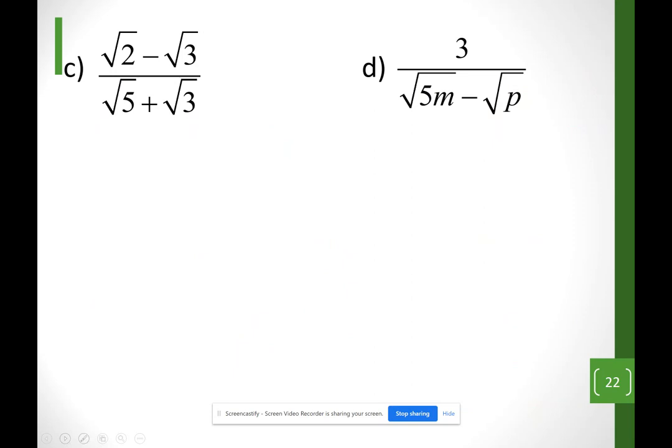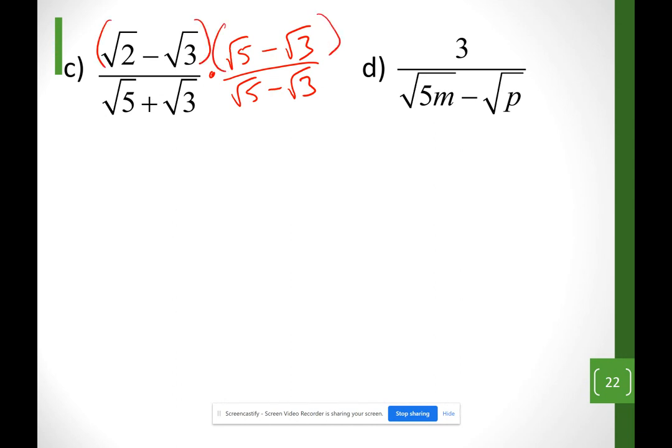Let's take a look at a couple more examples. I'm going to multiply top and bottom by square root of 5 minus square root of 3. Once again, the plus sign, I change it to minus. It's okay if I have multiple radicals. Let's take a look at the top. Let me distribute the radical 2. So that's going to give me radical 10 minus radical 6.